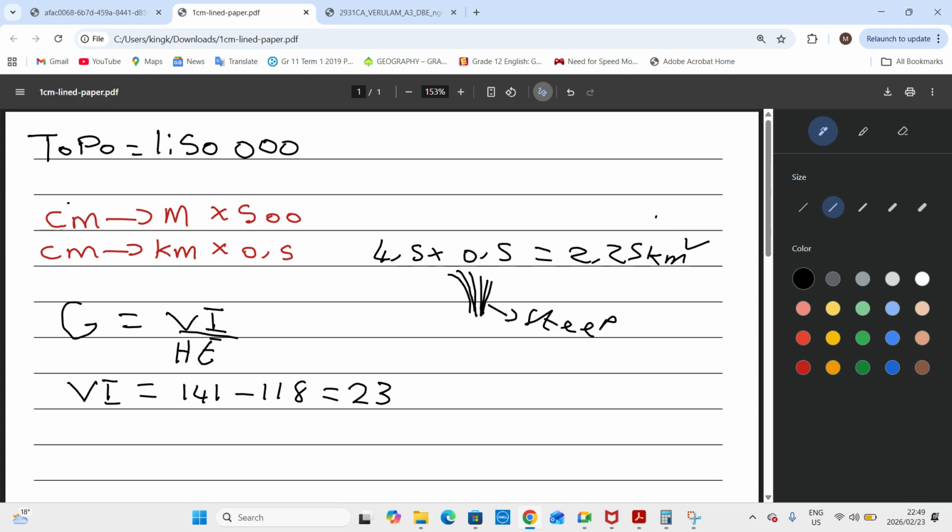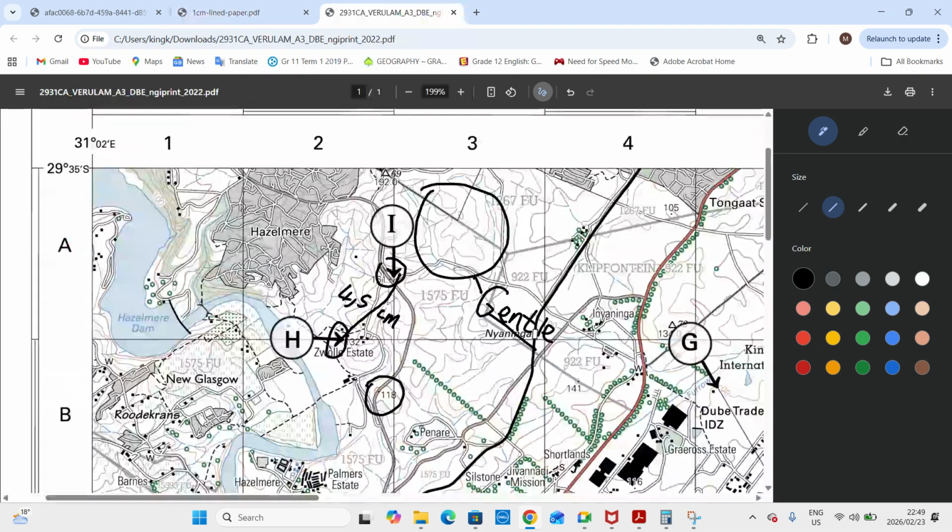This is 23 meters. We don't have to write the unit there. We already know that it is meters. The next thing that you need to do is to find your horizontal equivalent. Okay, how do we find the horizontal equivalent? Now this is where you get to deploy your beautiful ruler and measure the distance between the 2 points, the distance from 118 going all the way to 114.